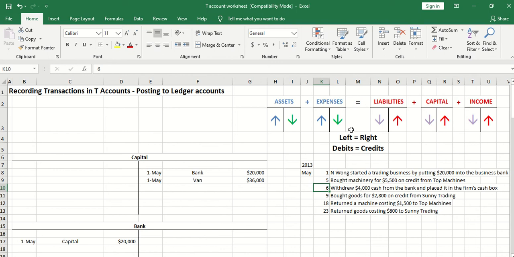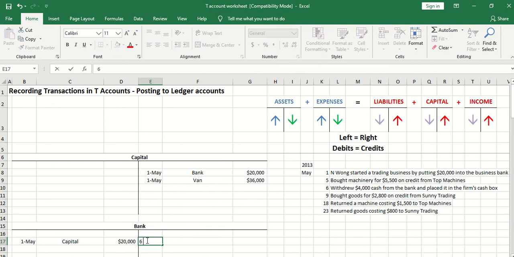Next one. Withdrew $4,000 in cash from the bank and placed it into the firm's cash box. Now, if you remember, in accounting, the excess money that the company has would only be recorded in the bank account or the cash account. So in this case, they are withdrawing $4,000 cash from the bank. So I already have my bank account here. And I'm withdrawing $4,000. So going up here, I am decreasing the amount in my bank account. So I need to reduce it by putting it on the right-hand side.